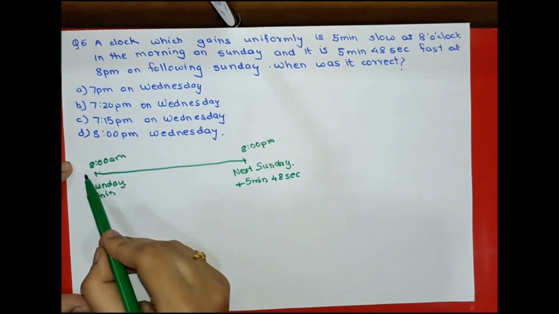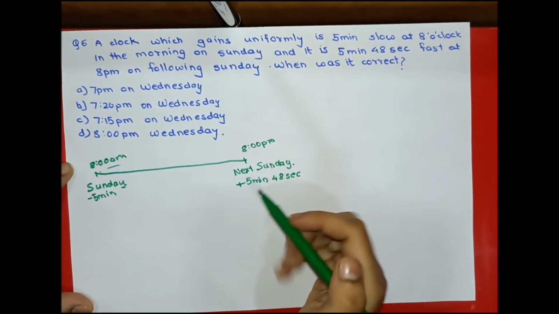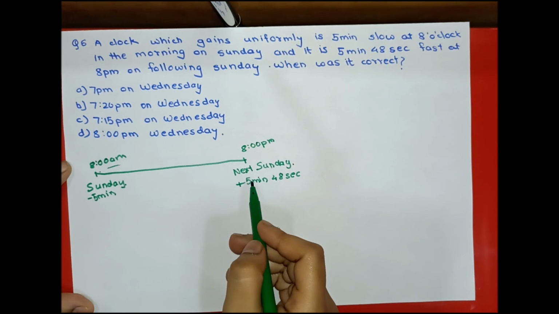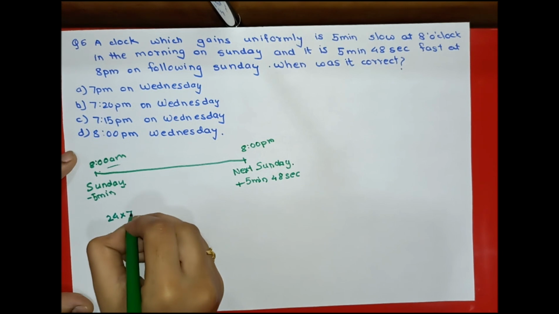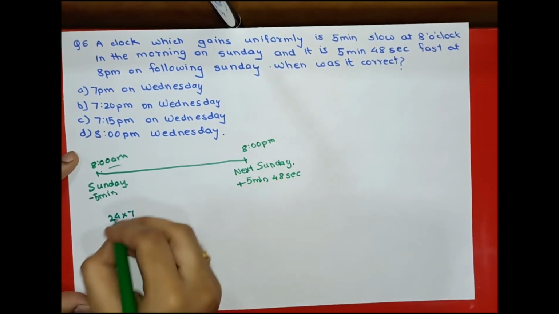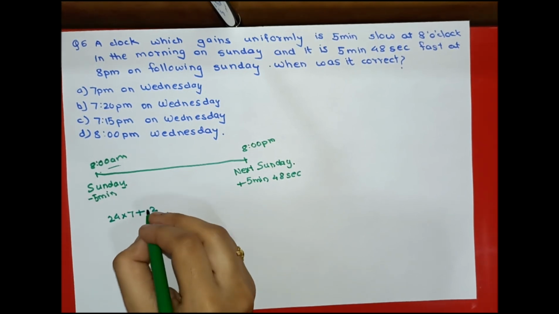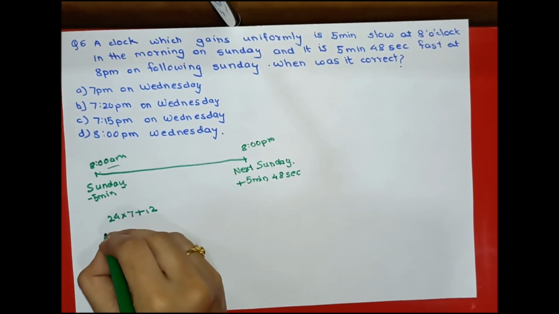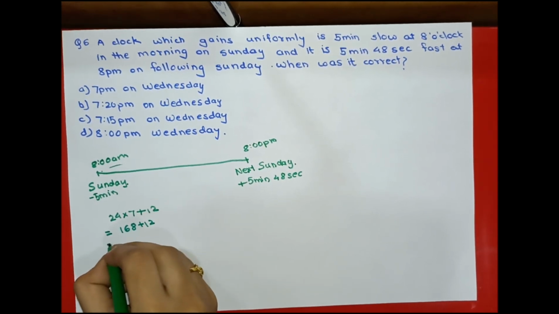Let's find out the total hours from 8 a.m. Sunday to 8 p.m. the next Sunday. It is a gap of 7 days, so it is 24 into 7, plus these 12 hours from 8 a.m. to 8 p.m. So the total becomes 168 plus 12, which is 180 hours.